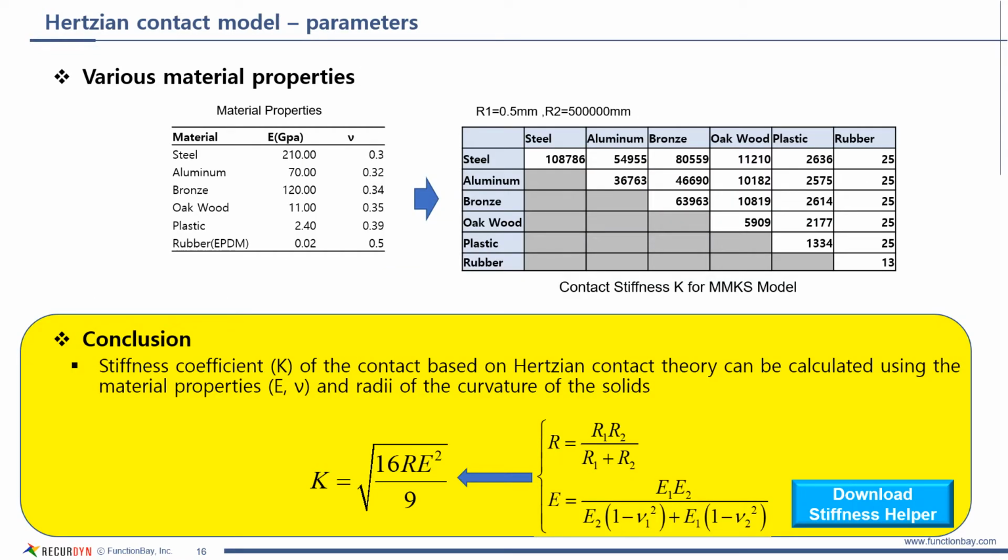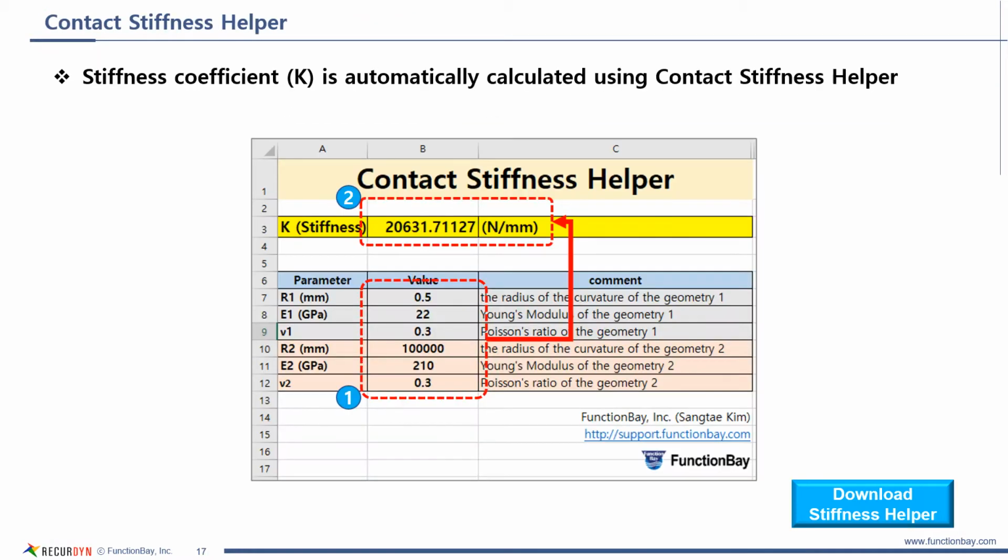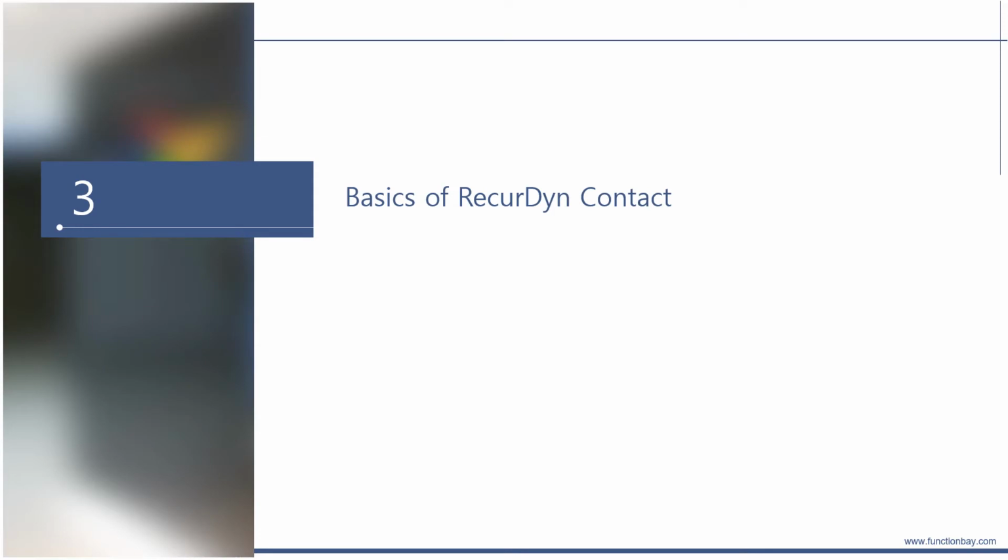Stiffness coefficient K of the contact based on Hertzian contact theory can be calculated using the material properties E and nu and radii of the curvature of the solids. So, you can calculate K using this formula. Function Bay provides a stiffness helper in Excel file to calculate K. You can input radii and material properties to automatically calculate K here.